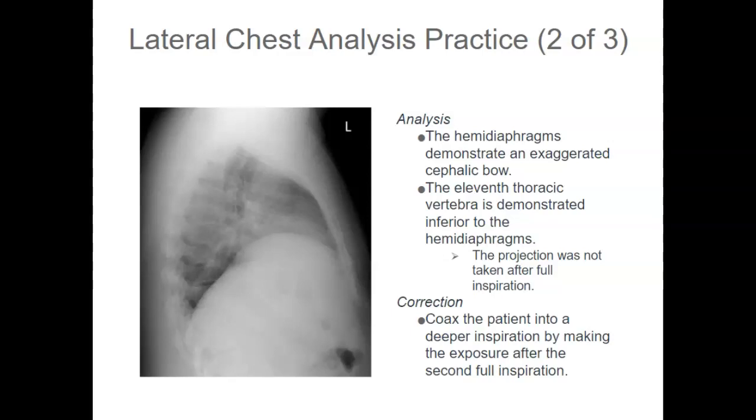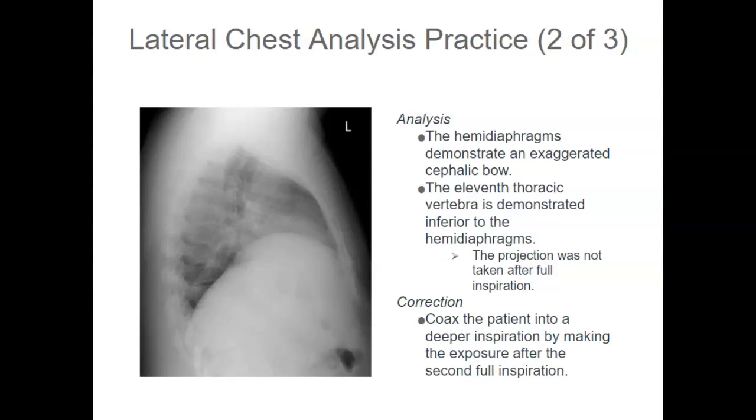This is part 2 to our image analysis guidelines on chest and abdomen. Let's continue with our lateral chest practice analysis. As you can see on this image, we're not demonstrating the lung fields on a full inspiration. That is easily depicted by looking at the exaggerated cephalic bow.